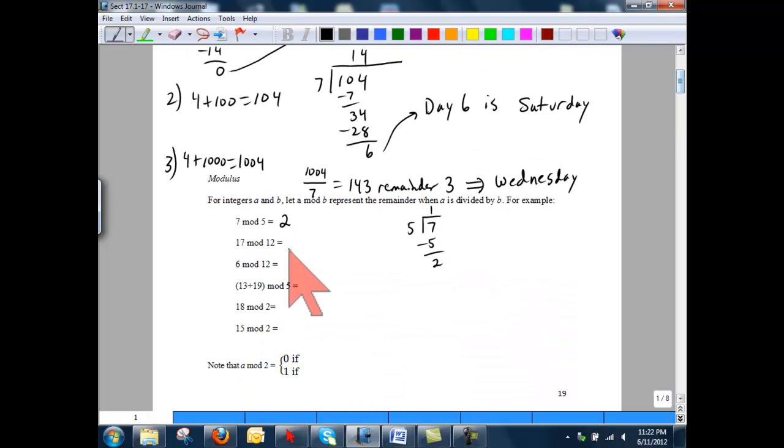How about 17 mod 12? So you take 12 into 17, it goes once, and there are 5 units left over. 17 mod 12 equals 5. How about 6 mod 12?